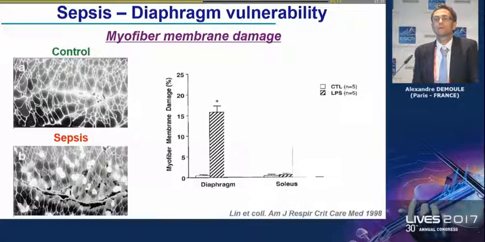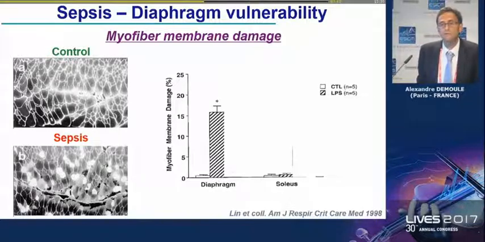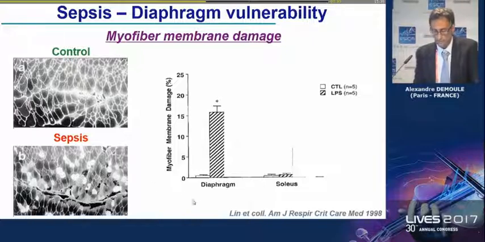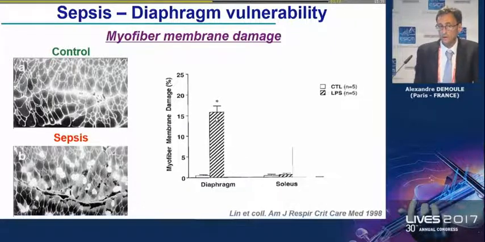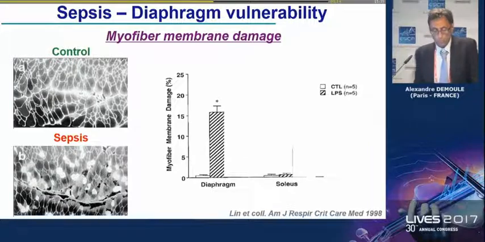The fact that sepsis can damage the diaphragm is very well known now. Here is a nice work from Basil Petrov's team in Montreal, and they compared the myofiber injury in diaphragm and soleus. The white bars are the control diaphragm, and the hash bars are those with sepsis, with endotoxemia. And what they observe is that compared to the control diaphragm, the diaphragm of septic animals was severely damaged. All these white dots are damaged muscles, damaged myofibers.